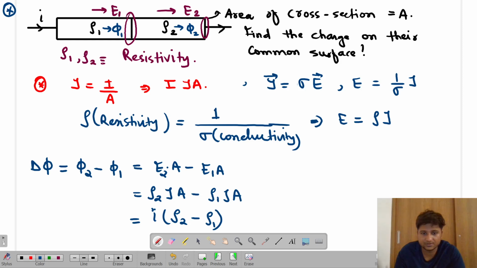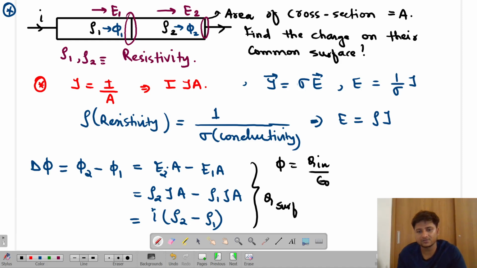Are you able to get me or not? This is my net flux. Now net flux phi is equal to Q enclosed by epsilon naught, or not. So the charge present on that surface is I times epsilon naught into rho 2 minus rho 1. Are you able to get me or not?